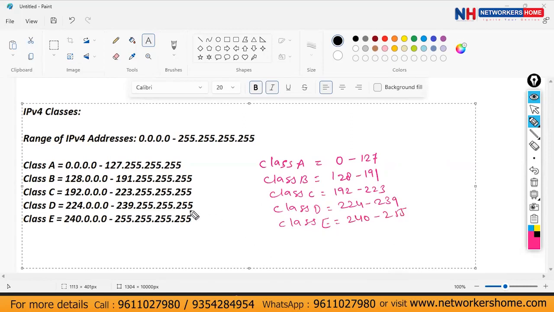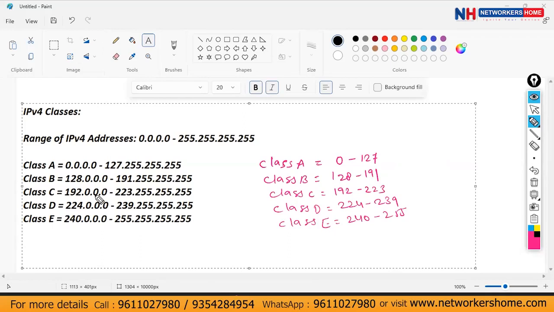Now these class ranges were not randomly decided. It wasn't that they said we will give this range to class A, then this range to class B. No, it wasn't decided randomly. It was done with binary calculation. And how it was calculated, again, we are just looking at the first octet, correct? And in the first octet, how many bits are there? 8 bits are there.